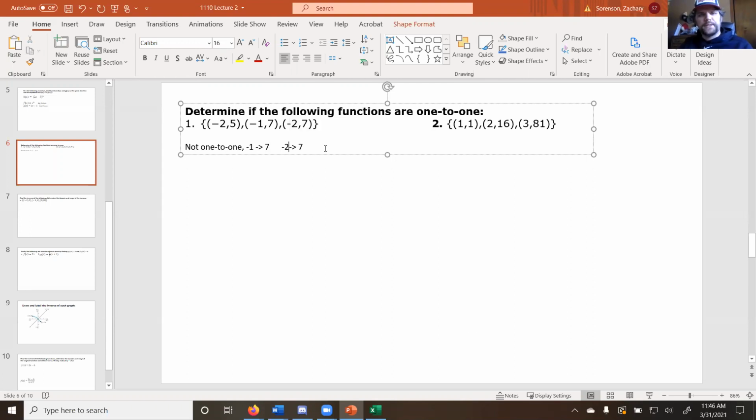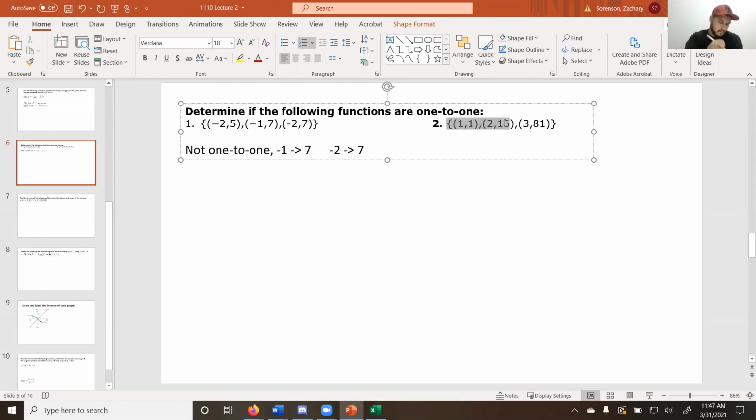So is the thing on the right over here a function? Number 2. Again, just a function. We're not talking about one-to-one yet. Is this a function? Question 2. Yes, it is. 1 goes to 1, 2 goes to 16, 3 goes to 81.